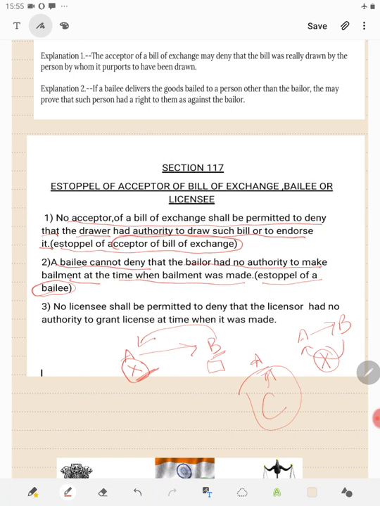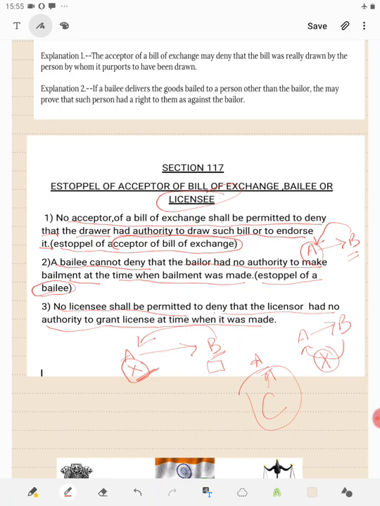And similarly, third deals with estoppel with regard to a licensee, that no licensee shall be permitted to deny that the licensor had no authority to grant the license at the time when it was made. So if A is giving some license to B and B is accepting it, then B later on cannot deny that A had no authority to give that license. So these are the estoppels which operate here.